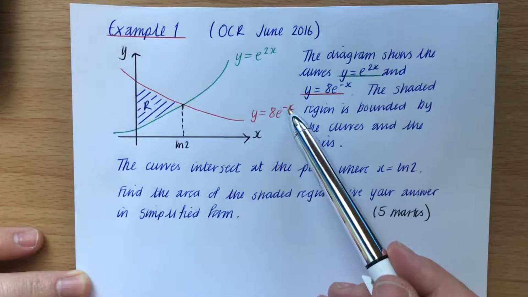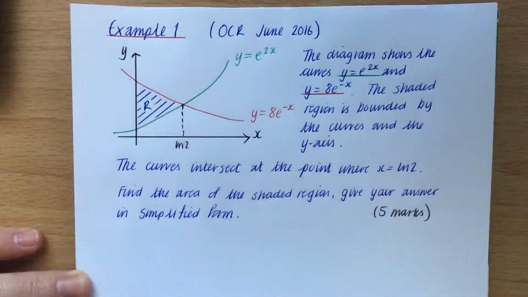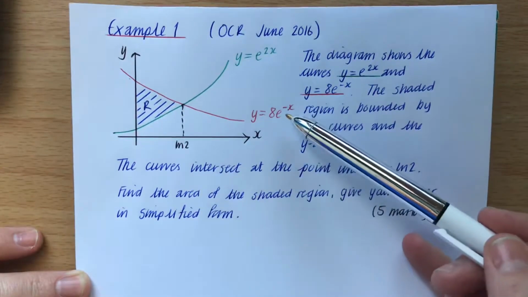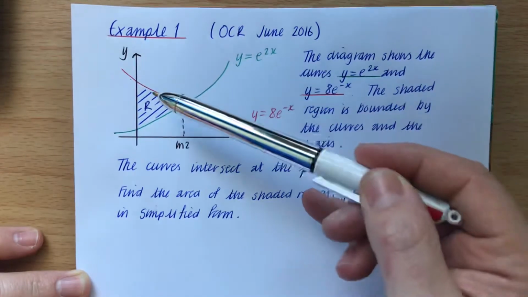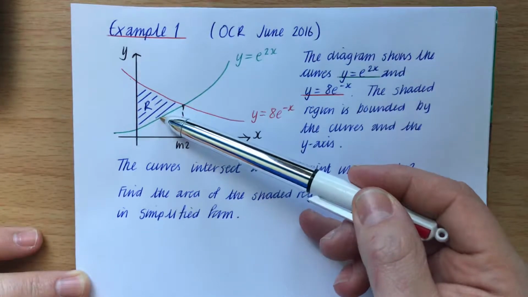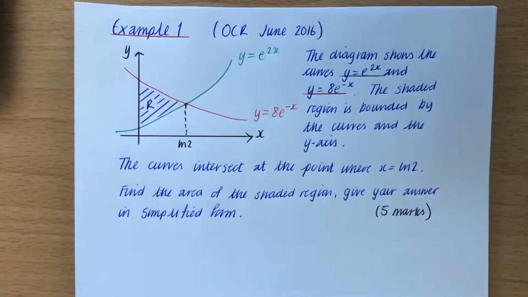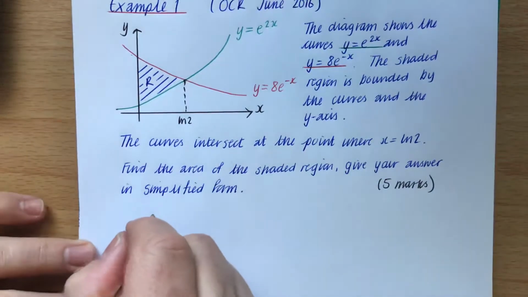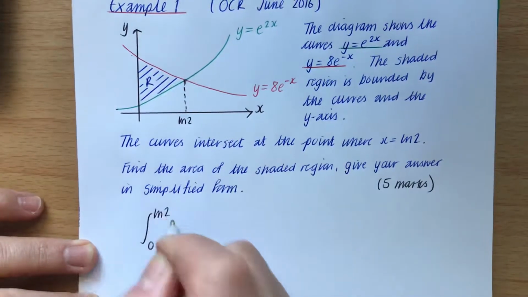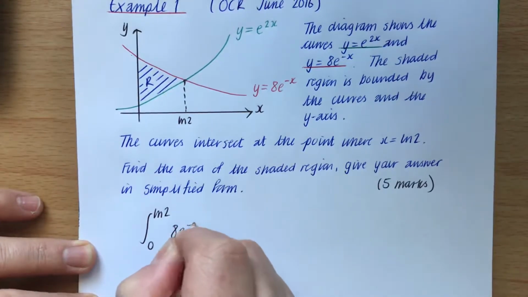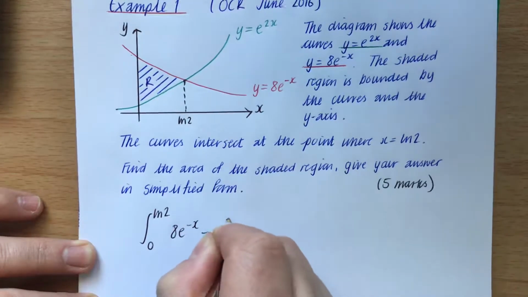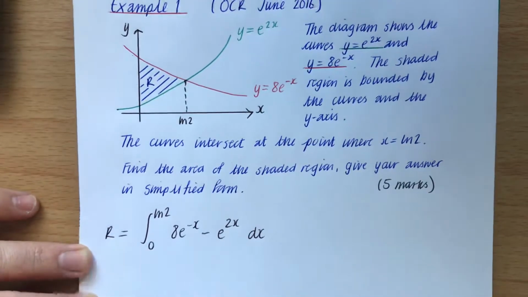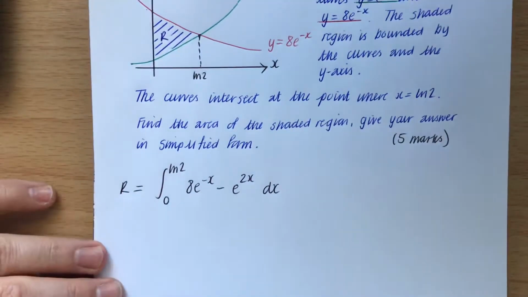y equals 8e to the minus x is the curve that's on top during the region, and y equals e to the 2x is the curve below it. So we're going to subtract this, the red subtract the green here, with the limits 0 to log 2. So we have the integral from 0 to log 2 of 8e to the minus x minus e to the 2x dx, and that will find the region R. That's what we're looking to find.